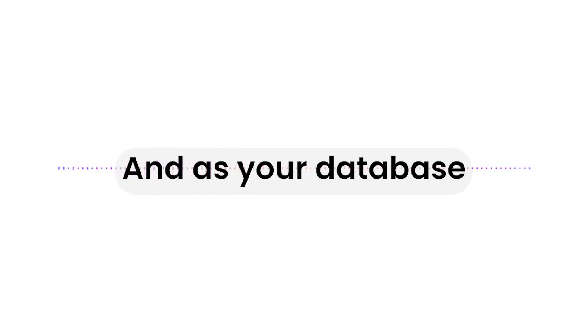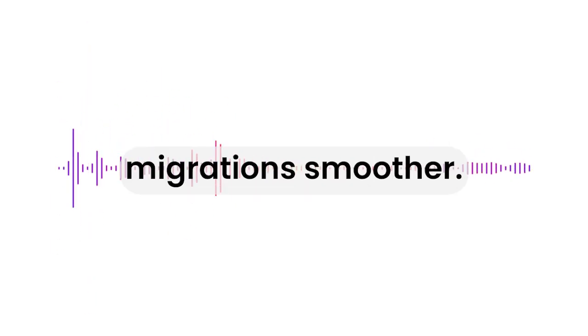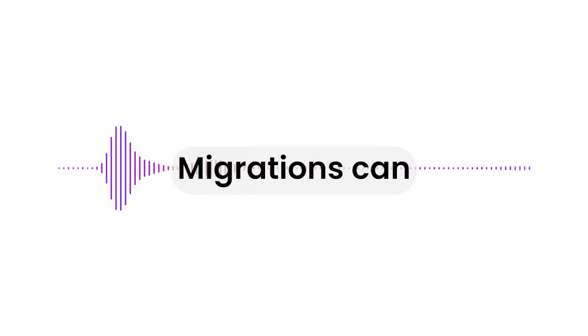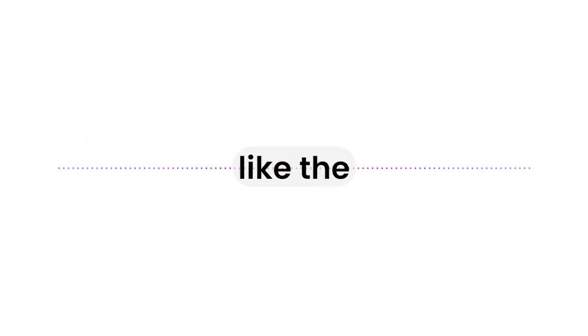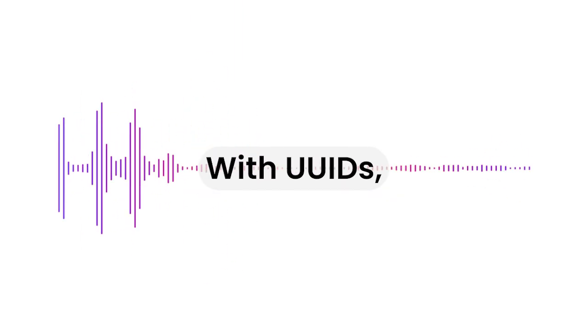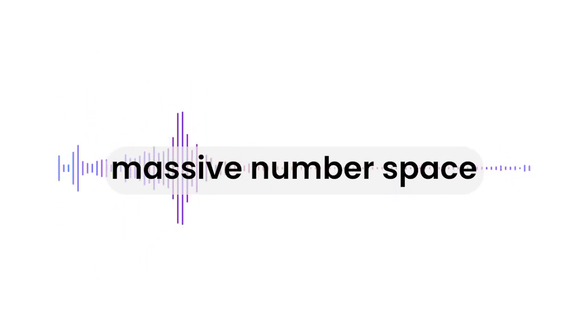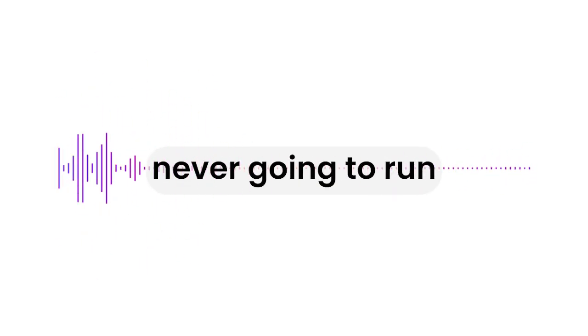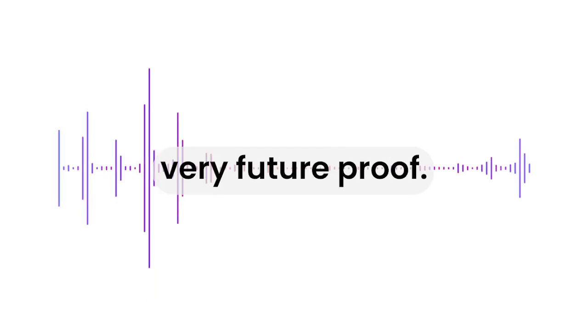Yeah. And as your database grows, UUIDs can also make migration smoother. Okay, yeah. Migrations can be a real pain, especially if you hit the dreaded integer limit and then you have to switch to a bigger ID type. Right. With UUIDs, you have such a massive number space that you're pretty much never going to run into that limitation. So it's very future-proof.